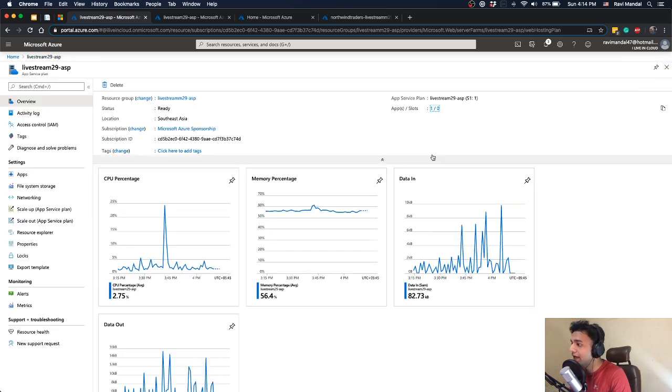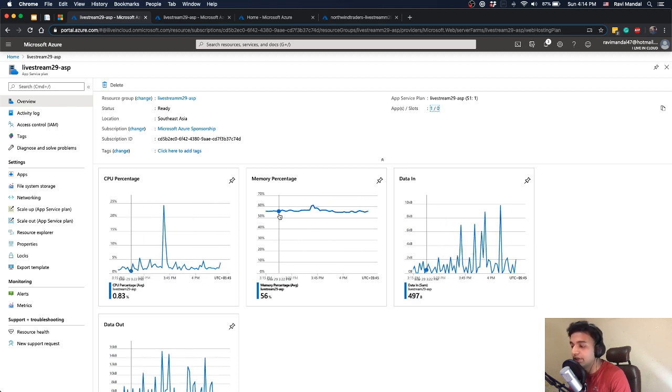For now, I have an app service plan that is 1.75 GB of RAM and gives me 100 compute units. I was running some load tests, so there were some spikes in the CPU percentage and the memory percentage. But in an idle scenario, the CPU percentage is around 3%, and the memory percent is around 55 or 60%. So it's a very normal trend for this particular app service plan.